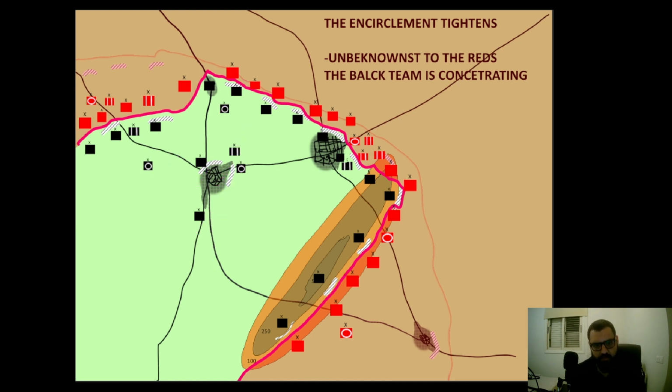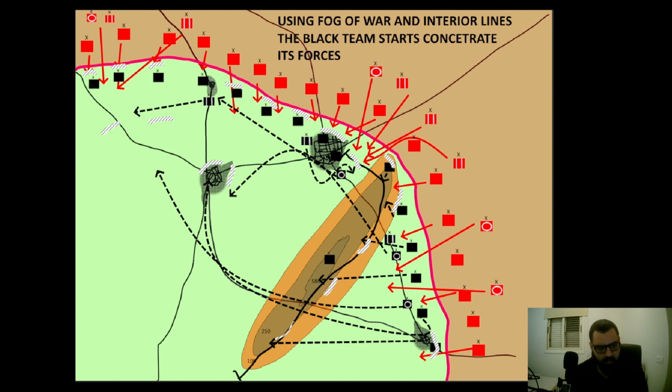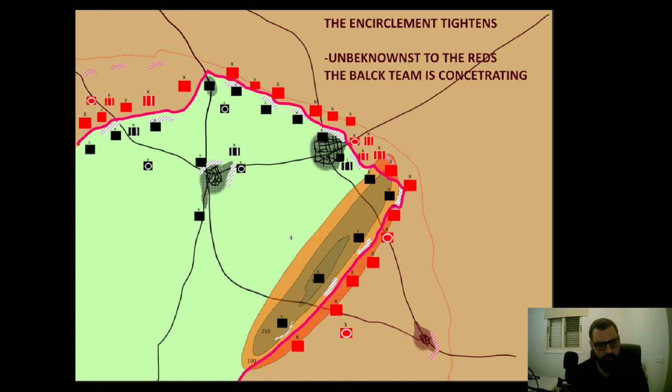So they do not know that the black team has managed to move its forces, it's starting to move its forces. We can see it here where the black team is gradually taking its armored units and its mechanized units, using the road system to locate them as close as possible to the location where their attack is going to commence.